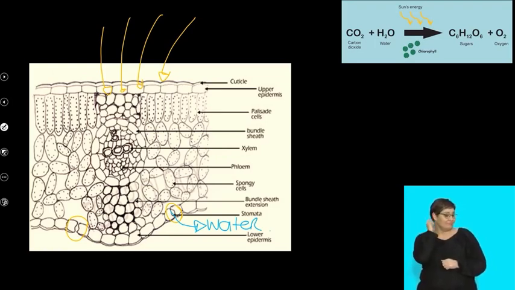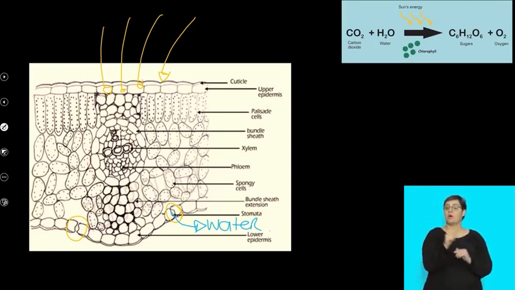We don't want a plant to lose water all of the time. What happens if a plant, say for example, lives in a very, very dry area? Do we want it to lose water? No, we don't. So we've got to come up with ways in which we are going to stop that from happening.